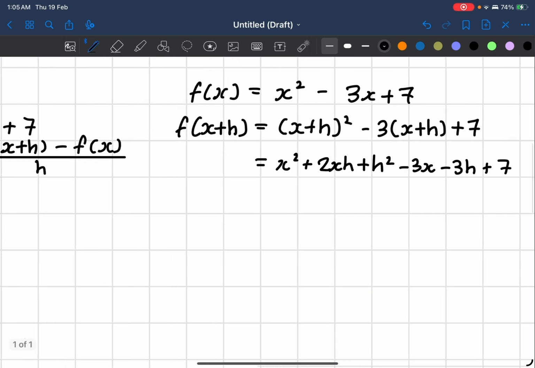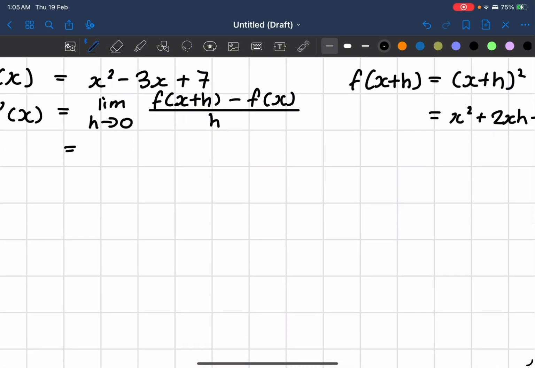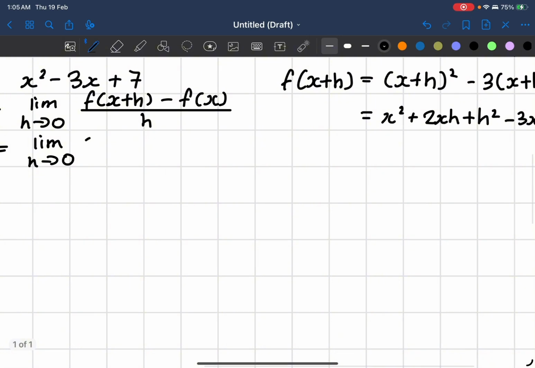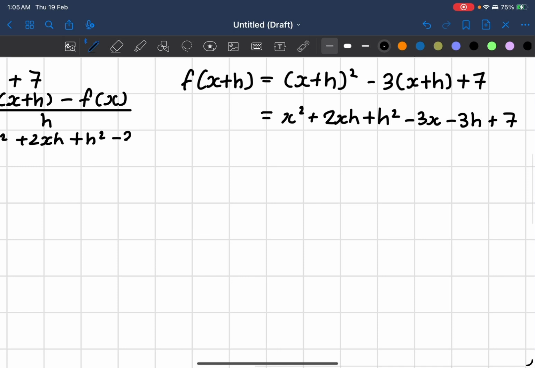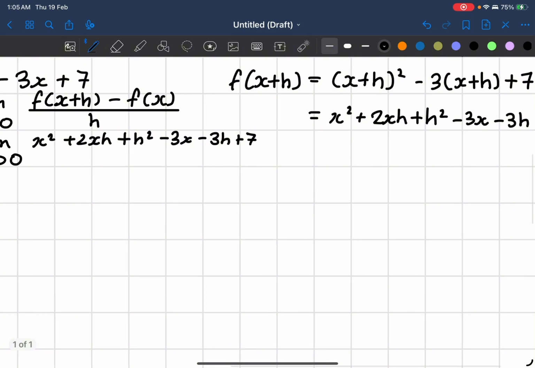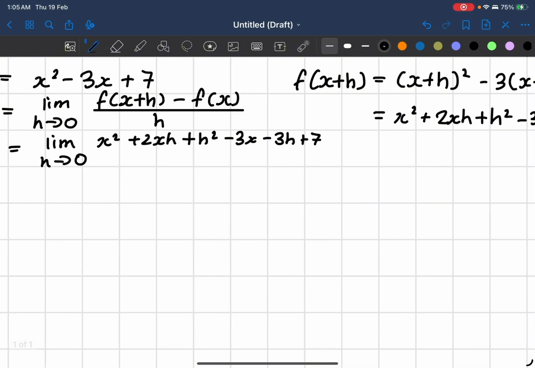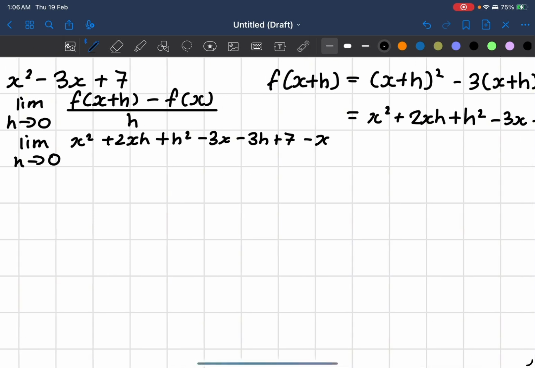Perfect. Now, we can just substitute this whole expression back into our formula, right? So we need to keep writing the limit up to one of the end steps. So I'll show you till when. Okay, so we can write this all again. x squared plus 2xh plus h squared minus 3x minus 3h plus 7. Now it's saying minus f of x. We know f of x is x squared minus 3x plus 7. So we just need to put a minus sign in front of each term. We're going to get minus x squared plus 3x and minus 7. And we can divide all of this by h.